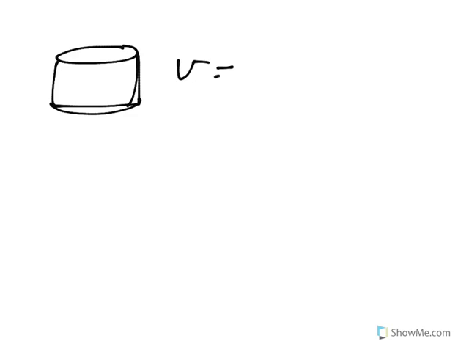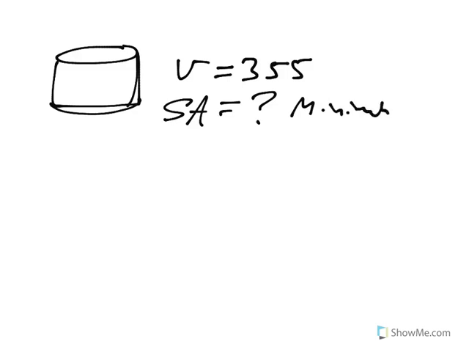Okay, the final question is, I want to make a cylinder, and I want the volume of the cylinder to be 355. And I want to minimize the surface area. So what's the smallest surface area I can have to have the cylinder have a volume of 355? Well, for that we're going to need some formulas. Volume of a cylinder is pi r squared h.